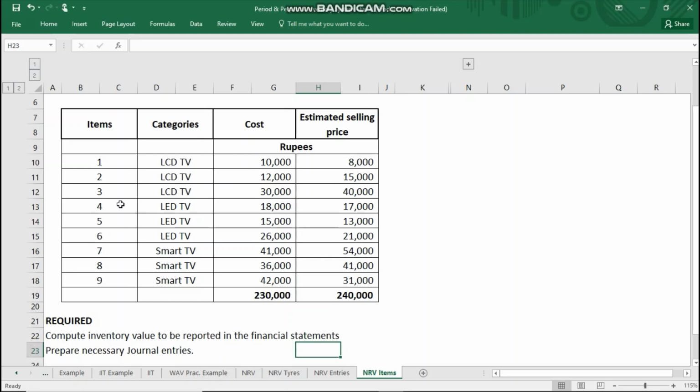the financial statements. So we know that inventories need to be measured at lower of cost and net realizable value. Whichever is lower, we will need to report the inventory at that value. And also we need to prepare necessary journal entries, if any, required. After the inventory NRV testing, we will see if any journal entry is required. Okay, so this is the data.